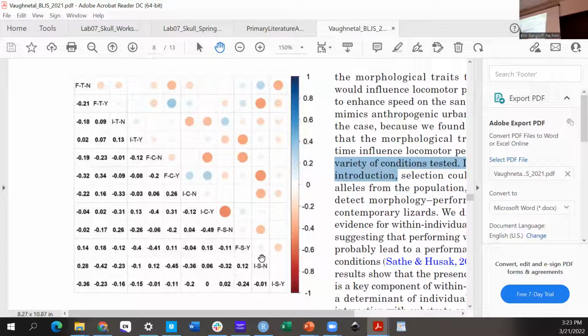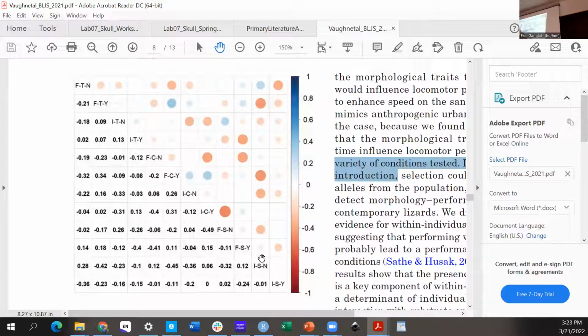The information at the top and the bottom is the exact same. Only the bottom shows you numbers and the top shows you graphically. For example, there's a really strong negative correlation between lizards that ran on incline cork with obstacles and flat sandpaper, no obstacles. If you're good on one of those things, you're really bad on the other. So you see a big negative number here and a big orange circle here. Those two things mean the same thing, just shown differently.